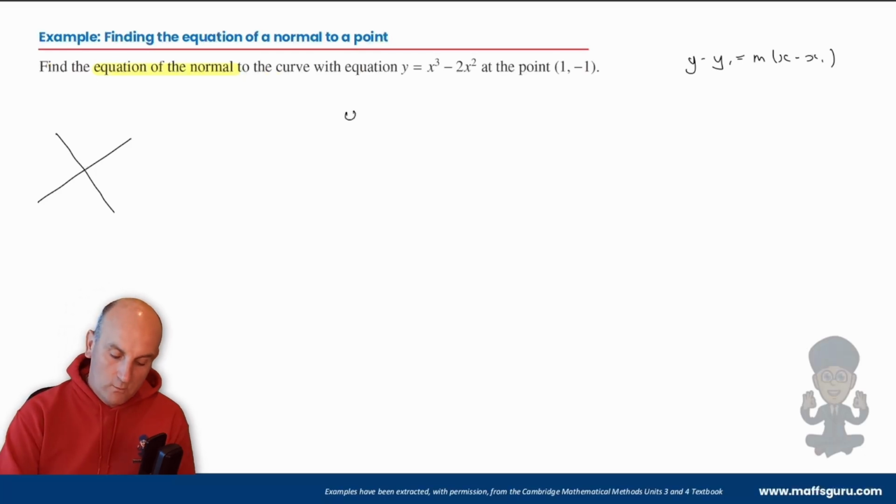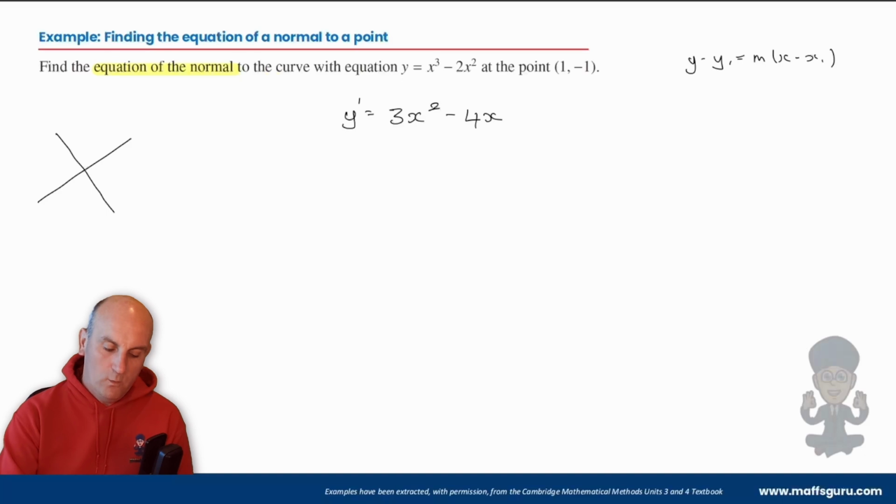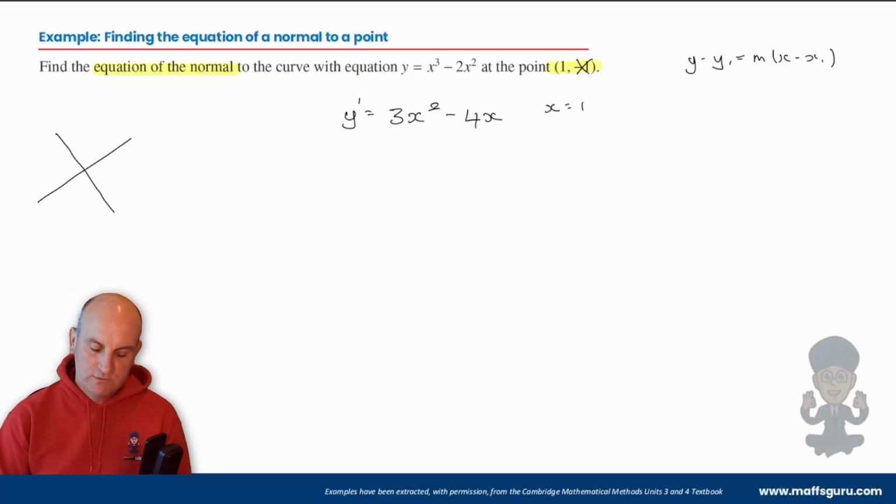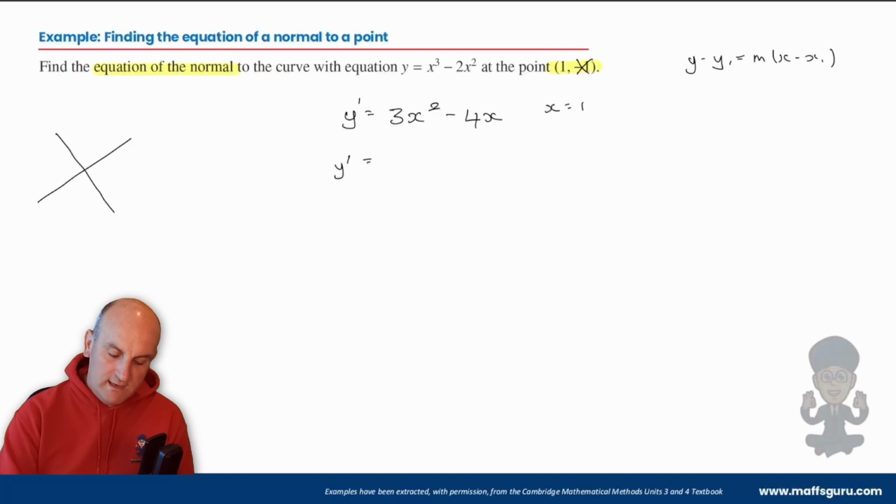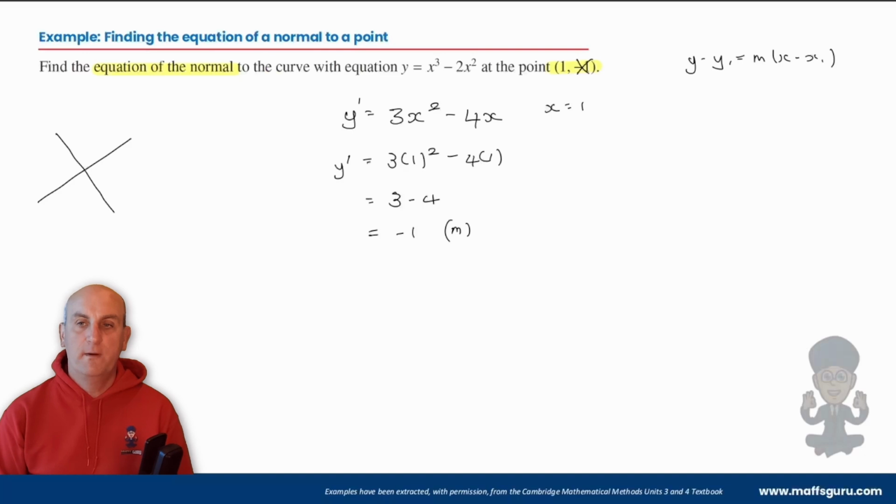So we can do that. y dashed is equal to 3x squared minus 4x. Now again, they've given me way too much information here. I don't need, for the moment, that -1. I only need to know my x value. So in this situation, x equals 1. So y dash becomes 3 lots of 1 squared minus 4 lots of 1. That's 1, so that's 3 minus 4 is -1. Now that's my m value, remember? That's my gradient of my normal.